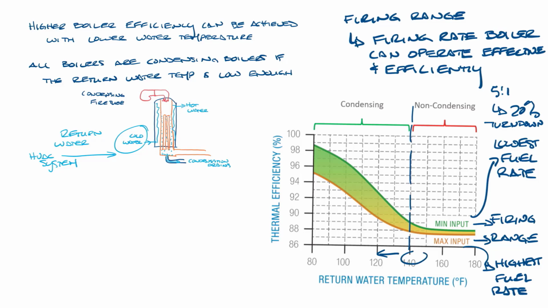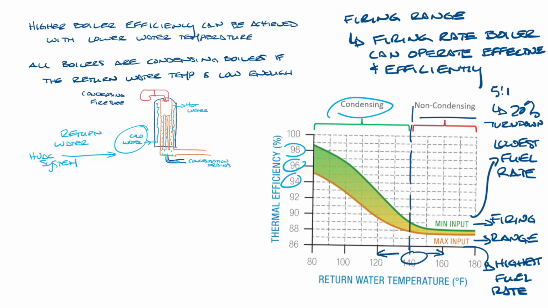You can see throughout the non-condensing range, the efficiency stays somewhere around 88%. But you can see that throughout the firing range, the efficiency increases as the return temperature goes down. In the condensing range, the efficiency is between 94 and 98% efficient.